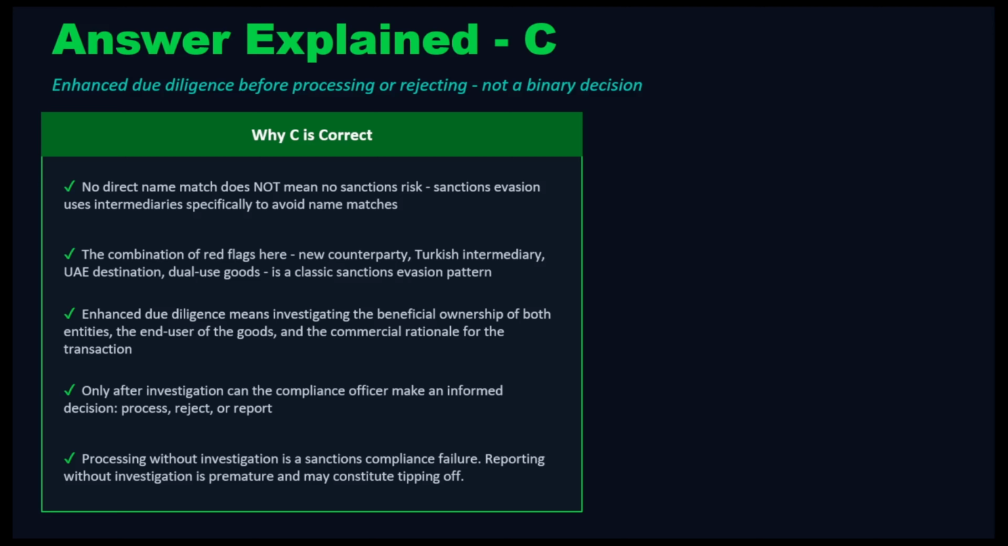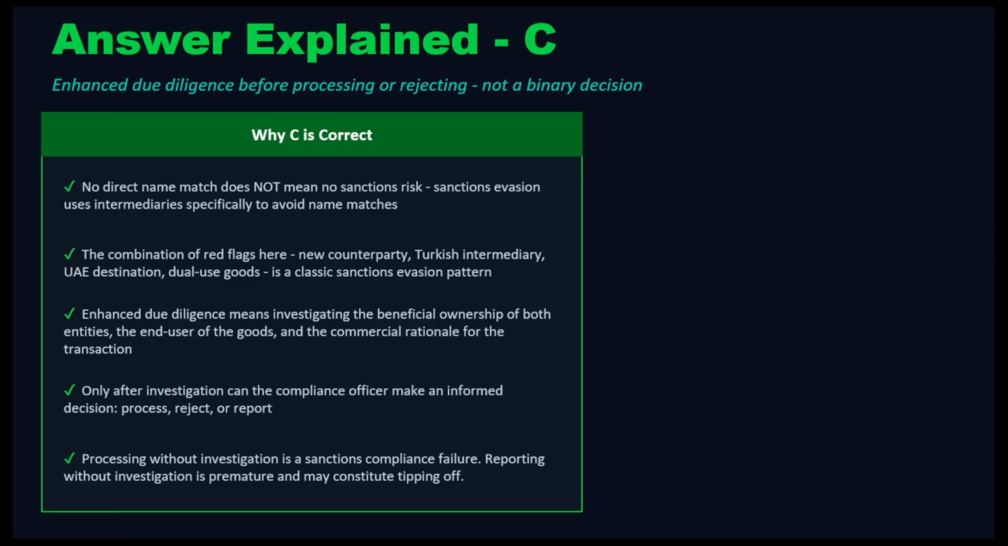So enhanced due diligence means investigating the beneficial ownership of both the Turkish trading company and the UAE entity, understanding the end user of the goods, verifying the commercial rationale for the transactions, checking whether either entity has any connection to sanctioned parties or jurisdictions through network analysis. Only after that investigation can the compliance officer make an informed decision.